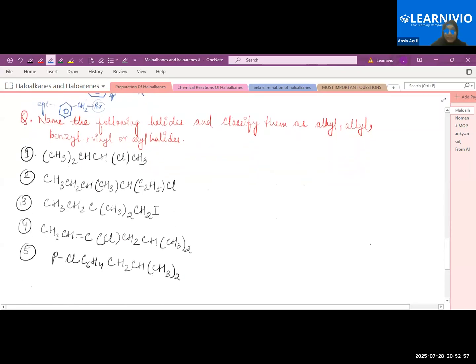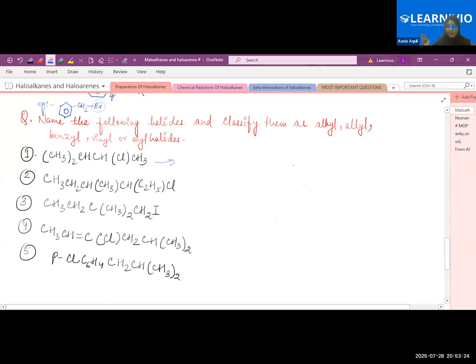Okay. So see the question. Name the following halides and classify them as alkyl, allyl, benzyl, vinyl, or aryl type of halide. So first one, I will do it for you. Let's see how to write down the name of that halide and how to classify. The first step will be to draw the structure.